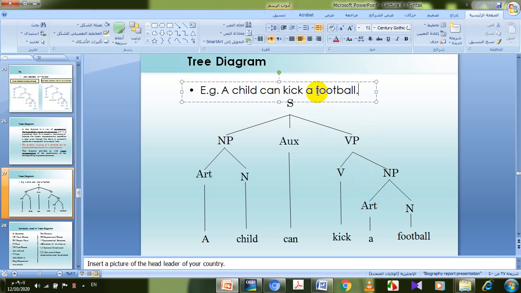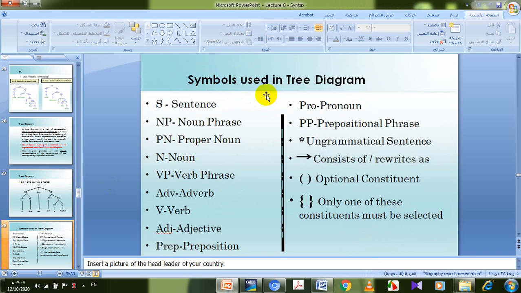A football is a noun with another word: a football, the football, the big football, a small football. It's a noun phrase. So these are rules to be learned by heart, and very easy. We are going to have a look, inshallah, after this. So the verb phrase, kick a football, is subdivided into a verb, kick, and a football, a noun phrase. The noun phrase is subdivided into an article or determiner and a noun, which together make a football. This is easy. Next, let's have a look at the symbols used in tree diagrams.